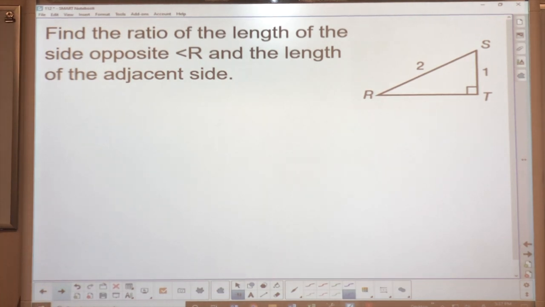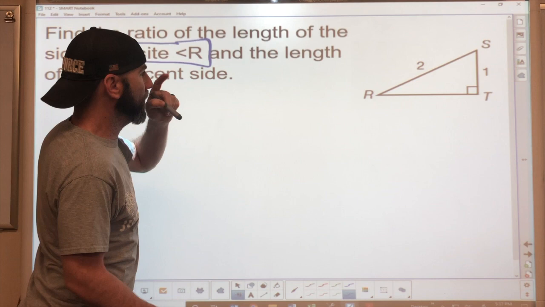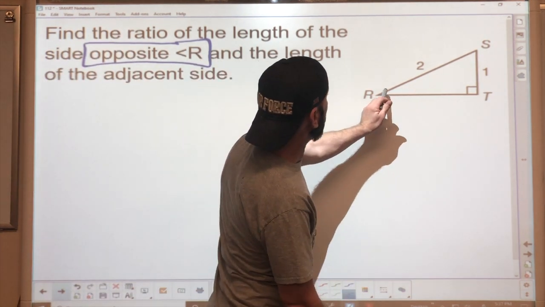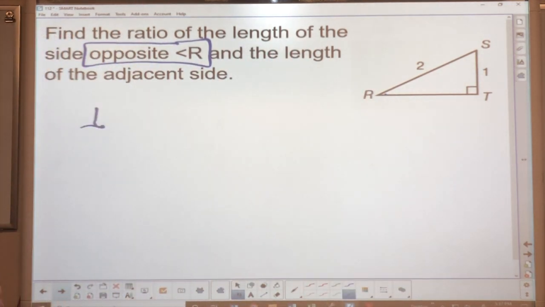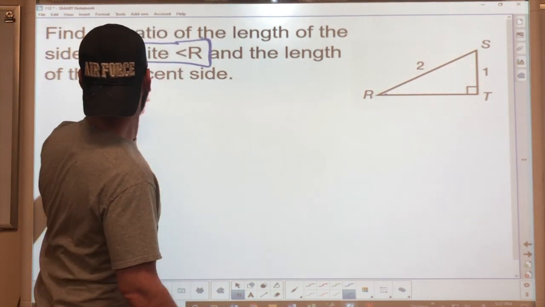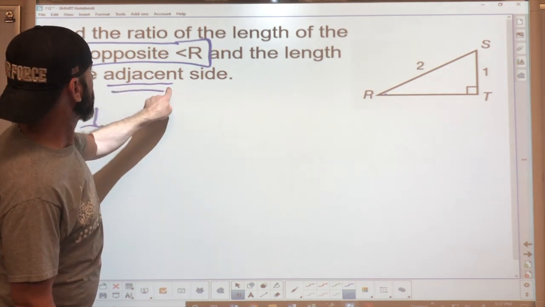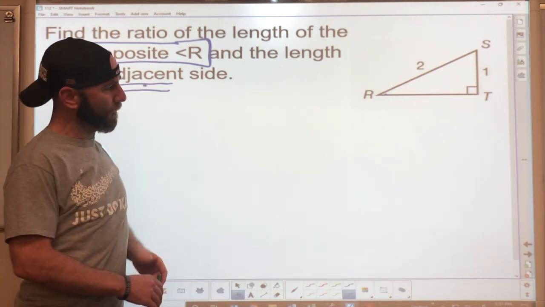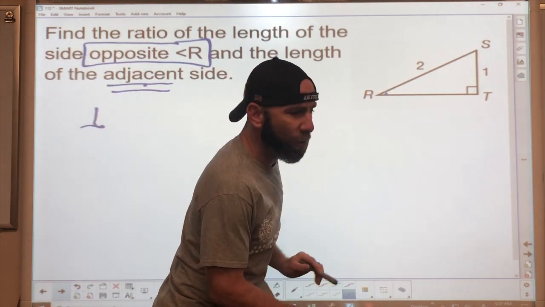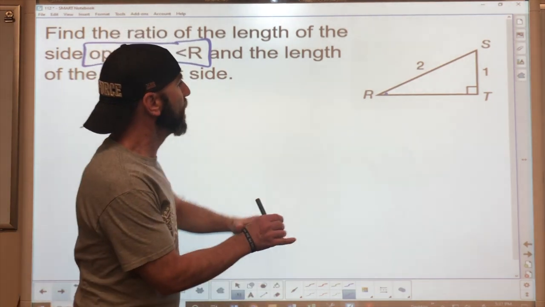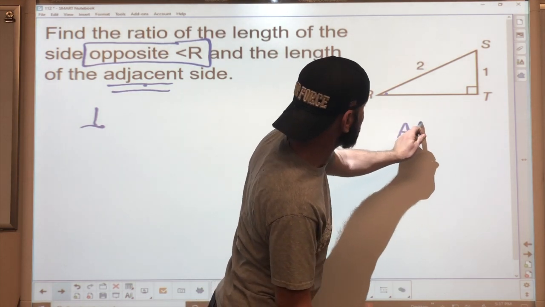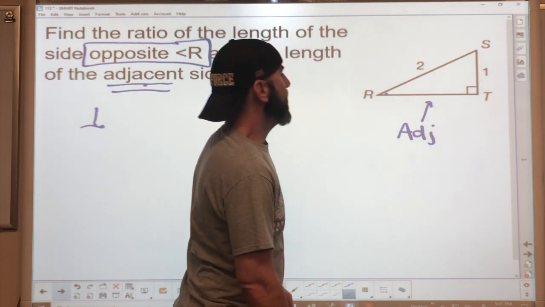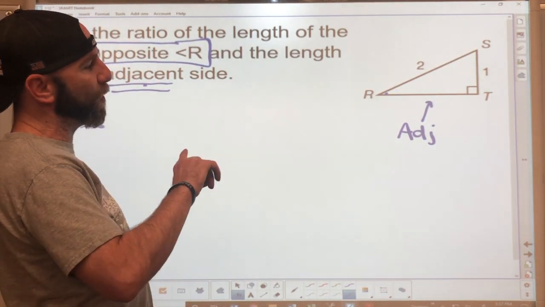Find the ratio of the length of the side opposite angle R. Okay, we're going to focus here first. Opposite angle R. Here's angle R here. We have to go across the room. That's going to be 1. However, curveball, the length of the adjacent side. So what does the word adjacent mean? It just means next to. So here's R, and you're in this corner. You're next to 2 walls. You're next to this wall right there, which is called the hypotenuse, but the other wall is called the adjacent side, ADJ. So we need to find what the length of that wall is.